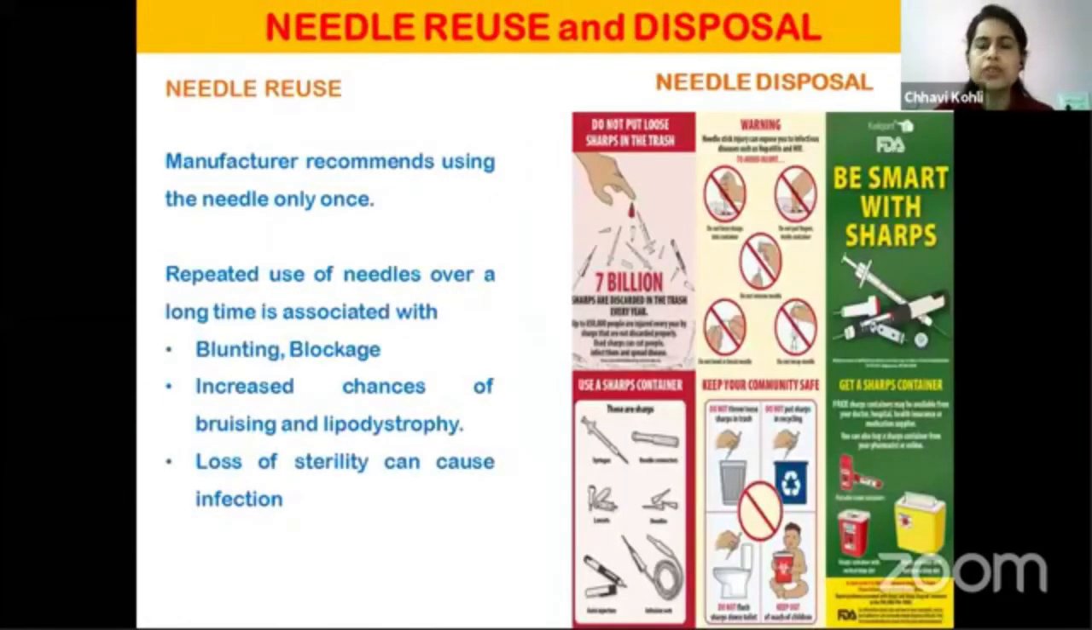Now we'll move towards the needle disposal. Ideally, the manufacturers say that needles should be used only once, as repeated use of a needle can cause blockage, or it can increase the chances of bruising or lipodystrophy, and also loss of sterility of needles increases the chance of infection. While disposing of the needles, it is very important to note that needles should not be disposed of directly into the dustbin. They should be kept in a hard puncture-proof plastic bottle, and once the bottle is 3/4 filled, it should be sealed and then disposed of.